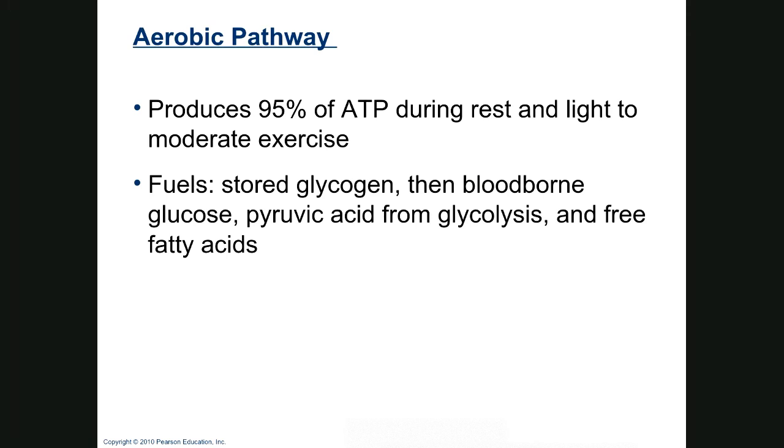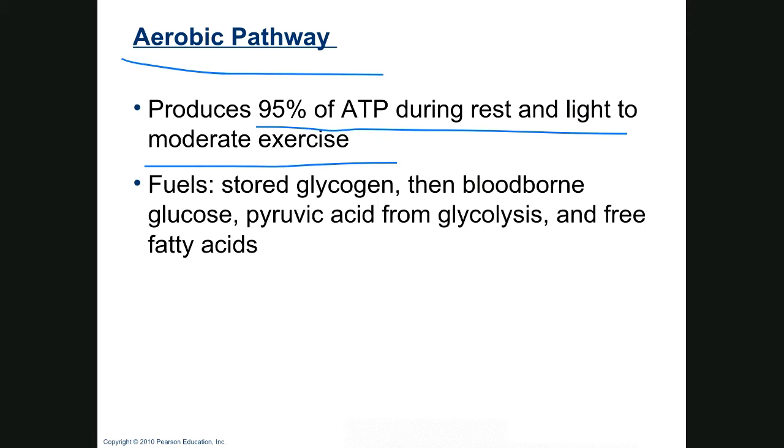Aerobic respiration produces 95% of the ATP that you make during rest or light to moderate exercise. The fuels that you burn, which burning means combining with oxygen, that's what burning is, are glycogen, then glucose, pyruvic acid from glycolysis, as well as free fatty acids. And in the worst case scenario, you can actually start burning your own muscle protein.